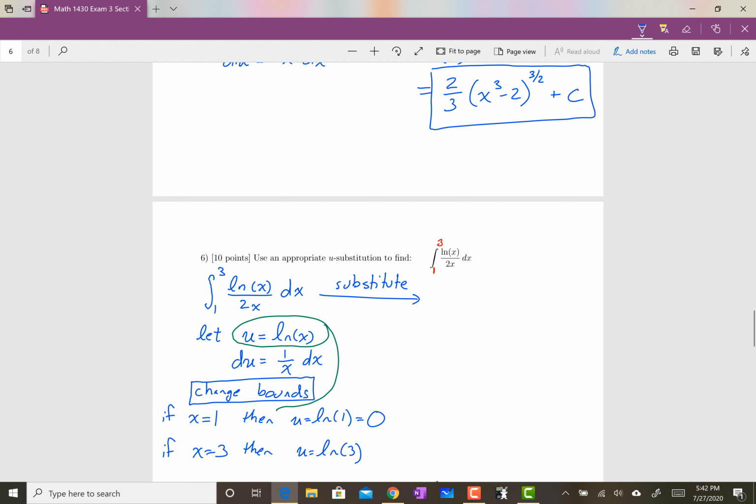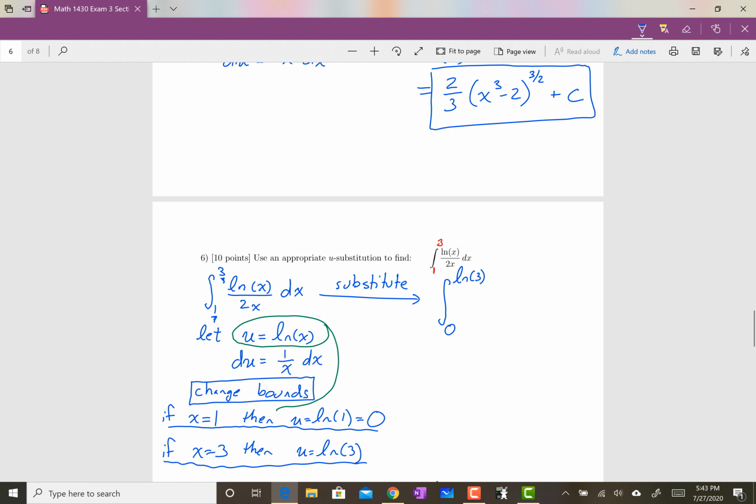If we substitute, my integral did originally start with the value 1. But if I switch everything to u, well, I know if x is 1, u is 0. So I'm going to start at 0. Originally, I went all the way up to x equals 3. But I know if x is 3, then u is the natural log of 3. I know it looks terrible, but those are our bounds.